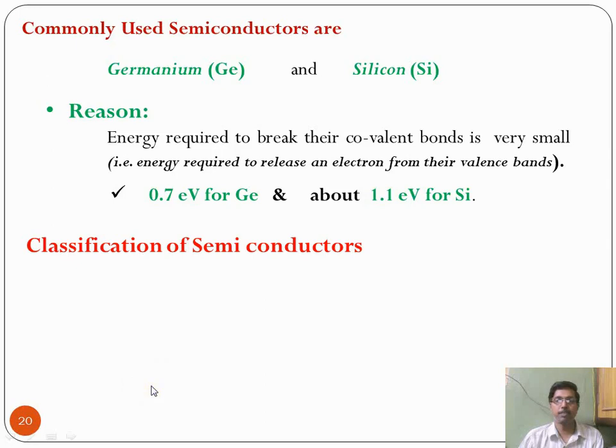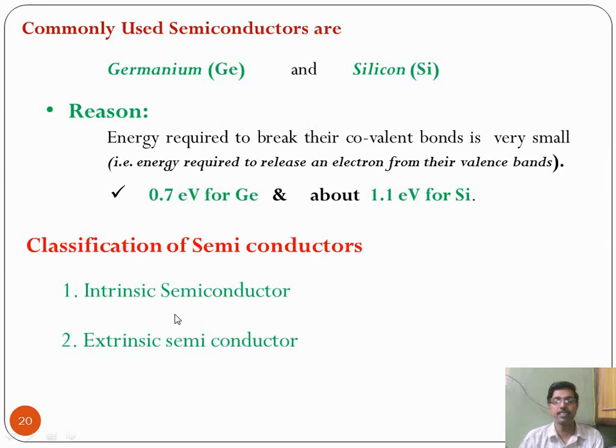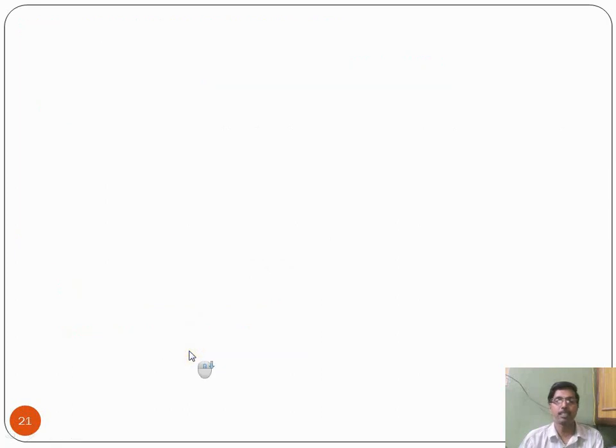Classification of semiconductors. Semiconductors are classified into two types. One is intrinsic semiconductor and another one is extrinsic semiconductor. Here, intrinsic semiconductors are pure semiconductors and extrinsic semiconductors are impure semiconductors. That is, the intrinsic semiconductor added with impurity is called an extrinsic semiconductor.